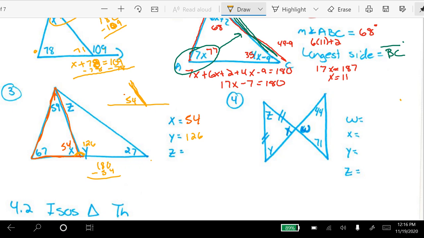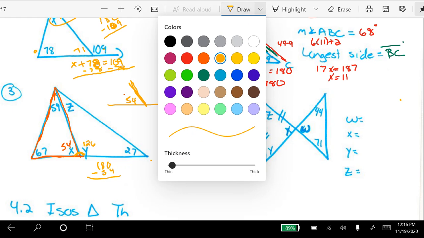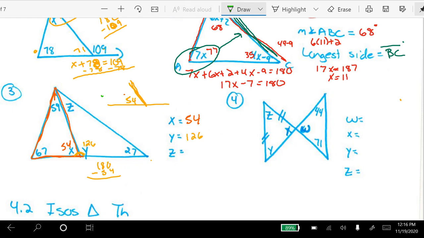So now I have the 126 and I have the 27. There's a few things I can do to figure out z. What I think is easier is to use the smaller triangle over here. So I'm going to use this triangle that I'm outlining in the green here. For this triangle, I have two of the three angles. One of them is 126, one is 27.